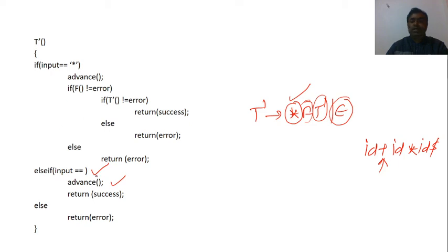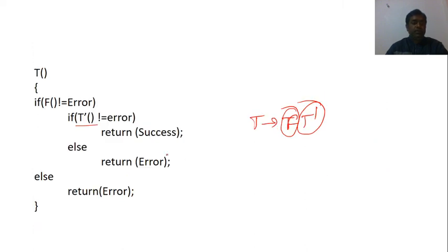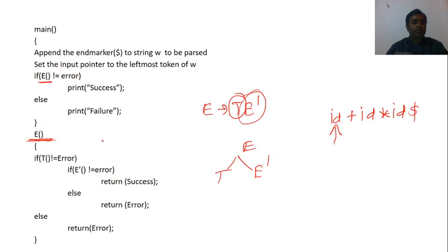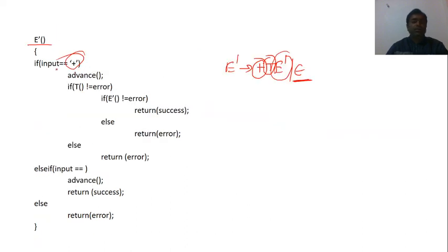Clear? Else if blank, that means I am getting empty here, between this. So what will we do? Advance and return success. That means now I am at plus. Input is empty, then plus. Now go to this point, T prime returns success, then we will go to E, then E prime will be called, just go to E prime. If input equals plus, yes, I am getting plus. Advance pointer, now our pointer is at id into id dollar. Now our pointer is at this position.